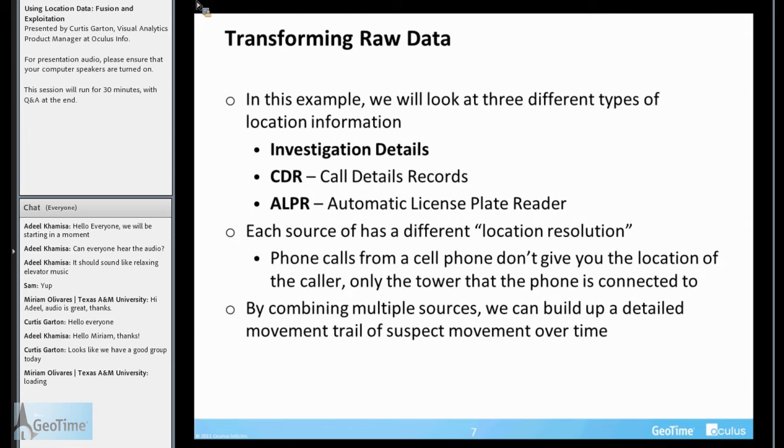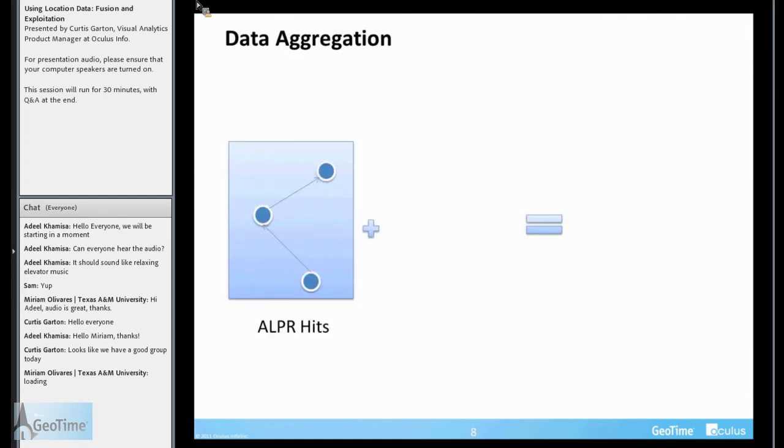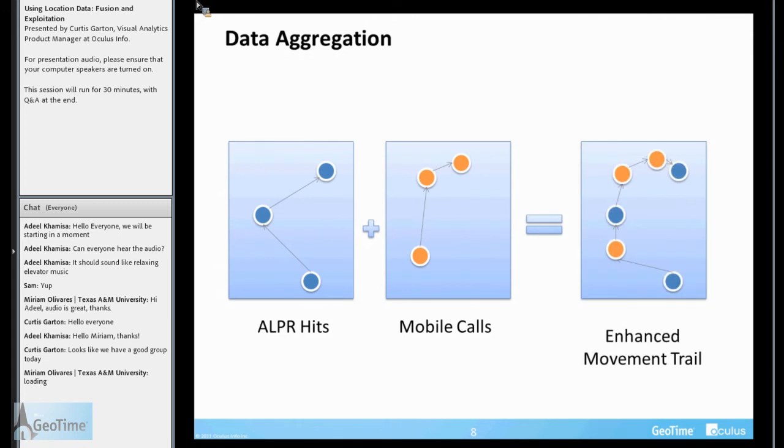It's really the combined or the merged result that's going to give us the best possible view of an individual's movement. I'll show you what that looks like. So let's say these are our license plate hits, and these are the 3 locations where we picked up a license plate. Then we had 3 mobile calls that were placed, and so those are 3 different locations. Really, the fusion or the aggregation of these 2 together is going to give us a much more accurate movement path than either one of them on their own.